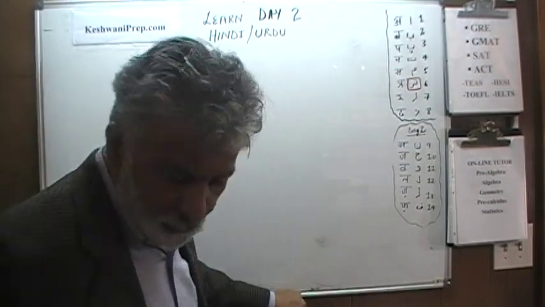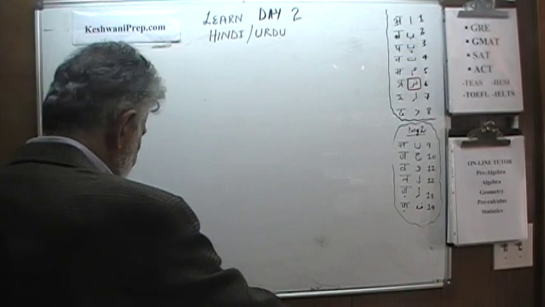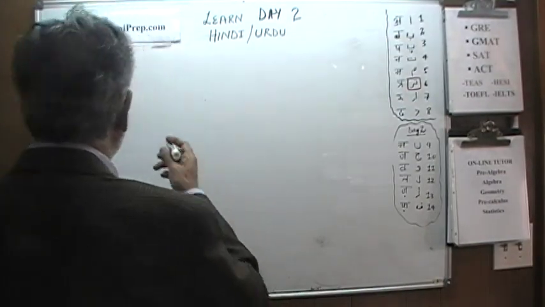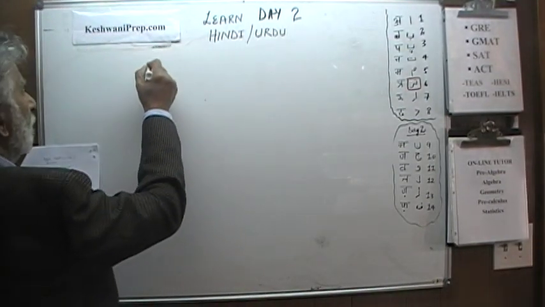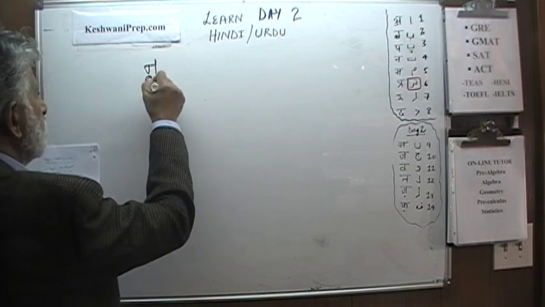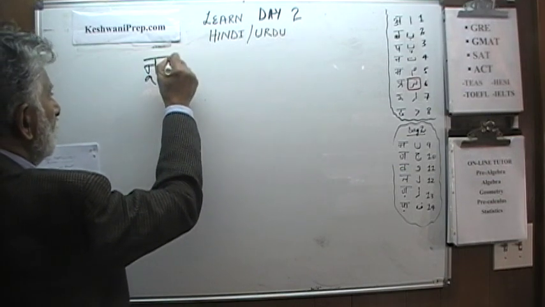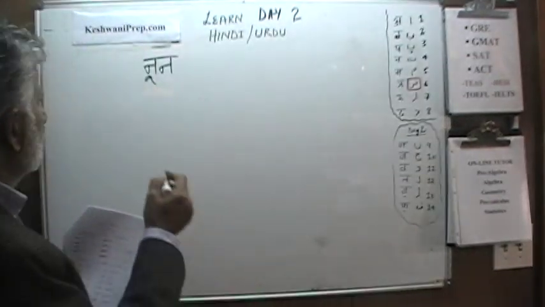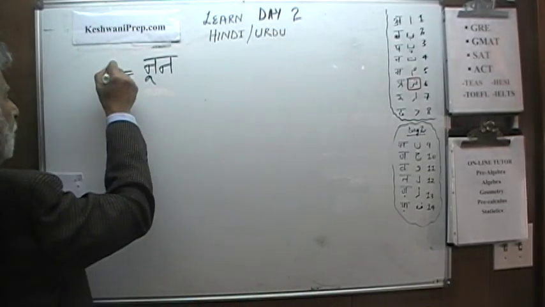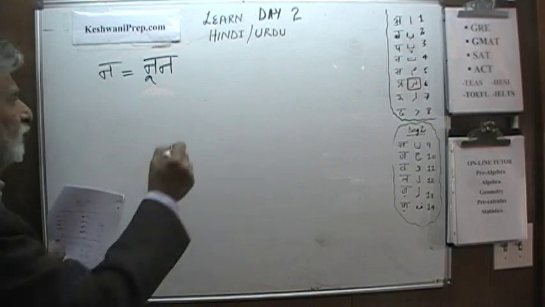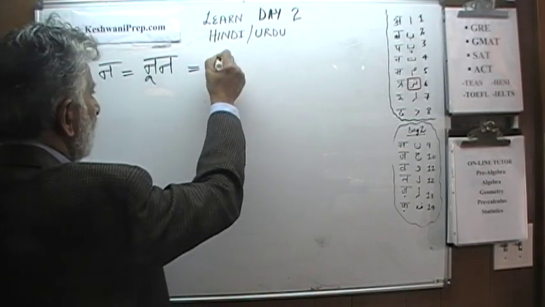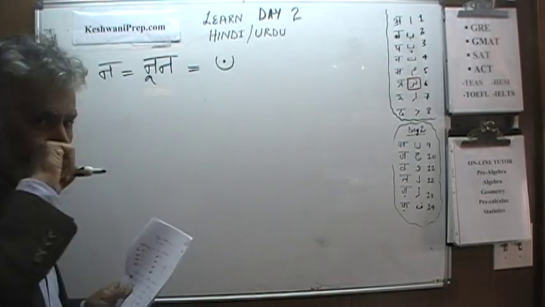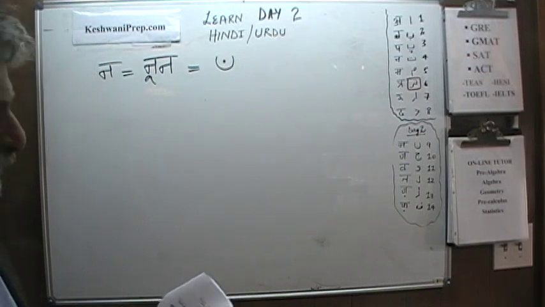Let's introduce a new letter today, shall we? The letter that we're going to introduce is called Noon. It's the letter N. And it looks like this. It has a round thing and a dot goes inside. Let's write the first word, shall we?